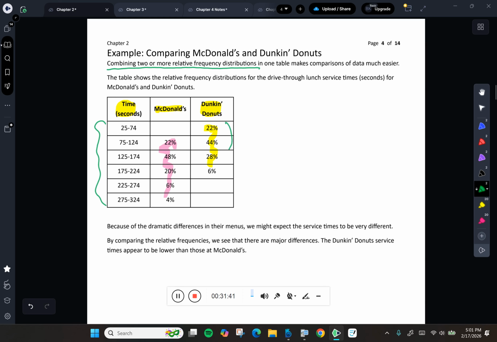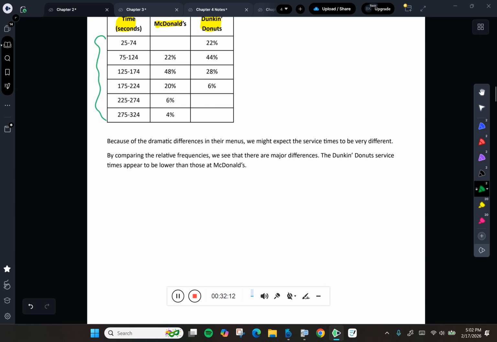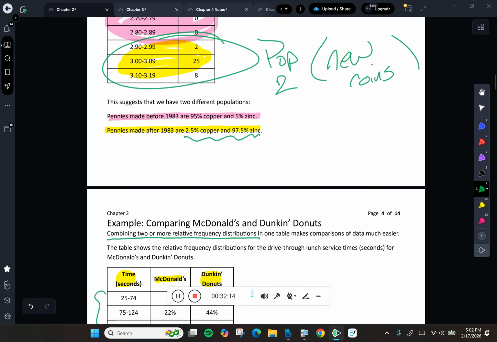66, two-thirds, 66% of Dunkin's customers are served in the same time that McDonald's is only serving about a quarter of their population. So if I had this data and I cared about time, I would say, get breakfast at Dunkin', or get lunch at Dunkin', or go to Dunkin' if you want to be served faster, because I can compare these two things directly, right? All right, so 2.1 is about frequency distributions.